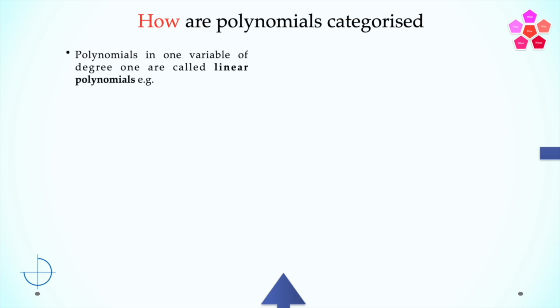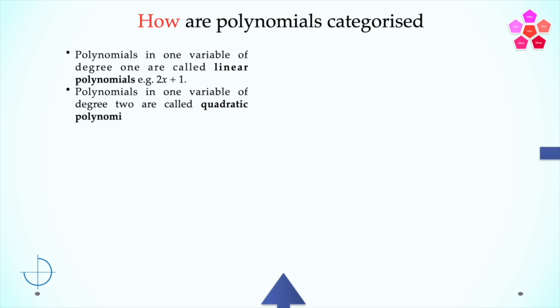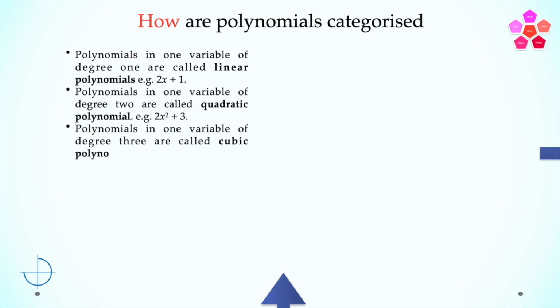For example, 2x plus 1. Polynomials in one variable of degree 2 are called quadratic polynomials. For example, 2x squared plus 3. Polynomials in one variable of degree 3 are called cubic polynomials. 4x cubed plus 3x squared plus 1 is an example.